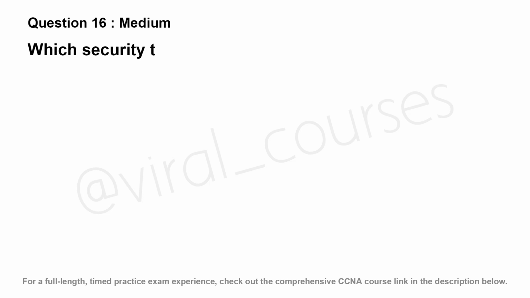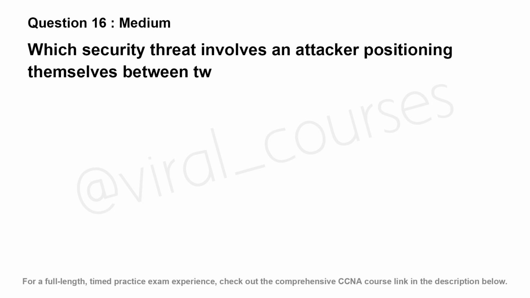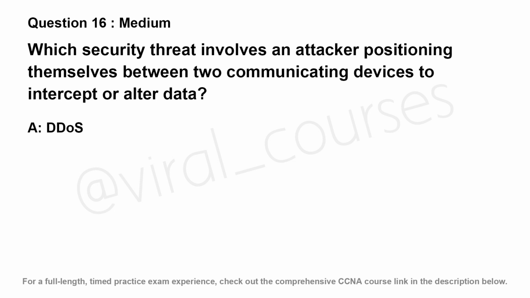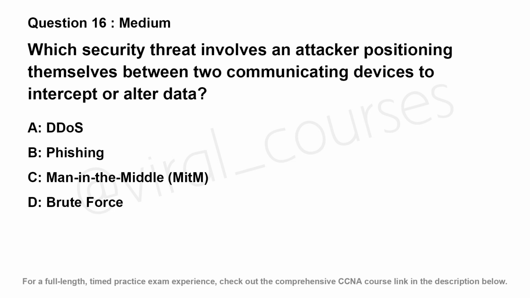Which security threat involves an attacker positioning themselves between two communicating devices to intercept or alter data? Option A, DDoS. Option B, phishing. Option C, man in the middle. Option D, brute force.